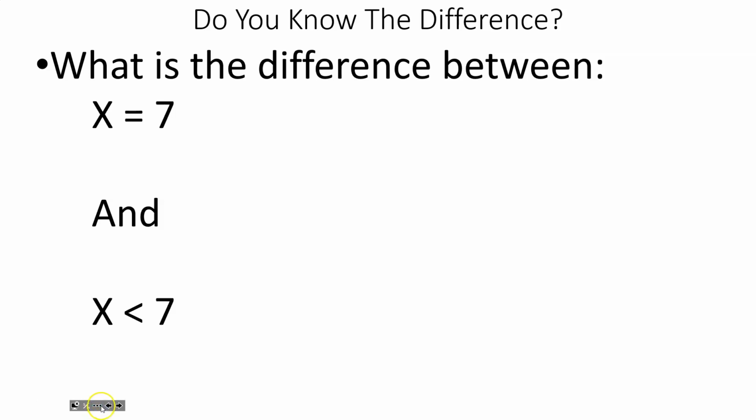The first thing students need to be aware of is the difference between x equals 7 and x less than 7. The difference is, x equals 7 is just 7. So 7 is the only number that it would equal. Whereas for this one, we're looking for any numbers less than 7. So 6 or 5 or negative 10 or negative 2 billion or whatever. Any number less than 7 would work. And that's what an inequality does.